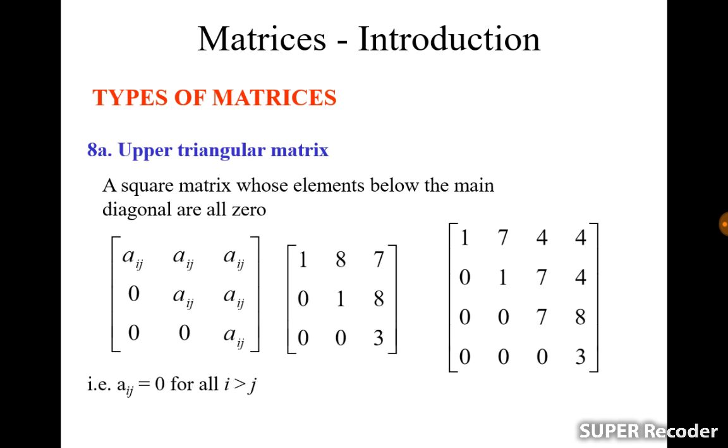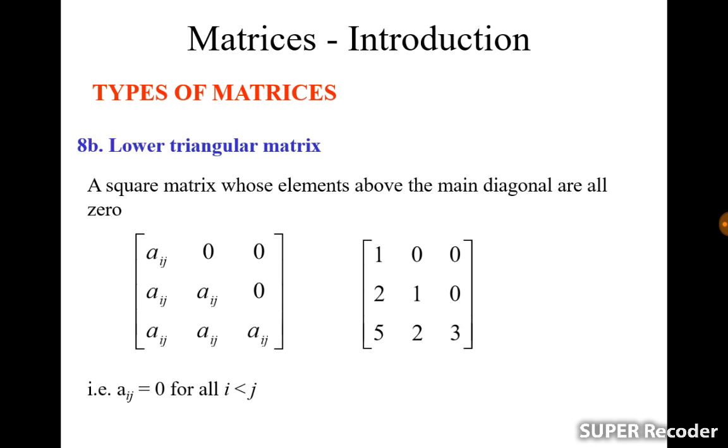Upper triangular matrix: a square matrix whose elements below the main diagonal are all 0. Lower triangular matrix: a square matrix whose elements above the main diagonal are all 0.